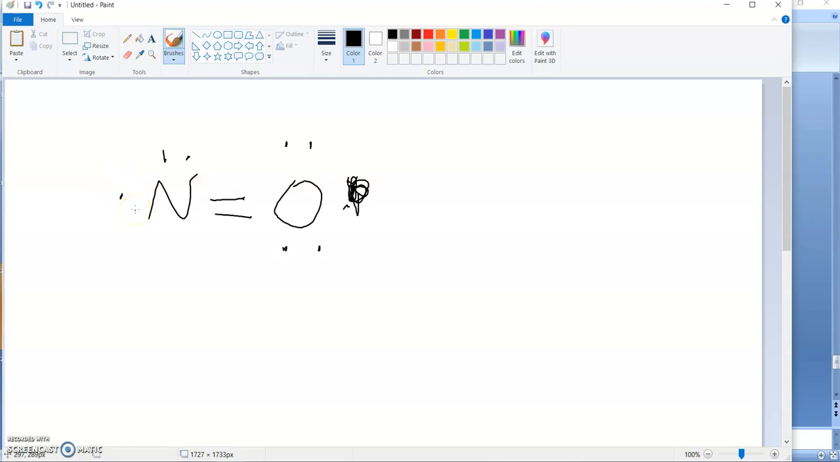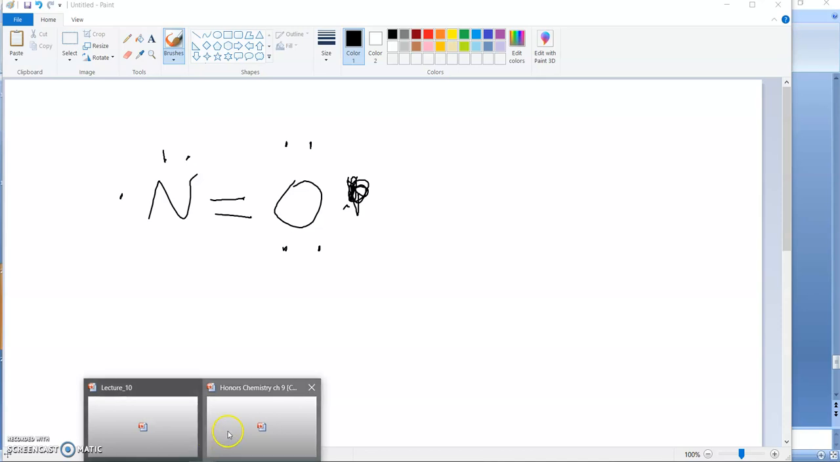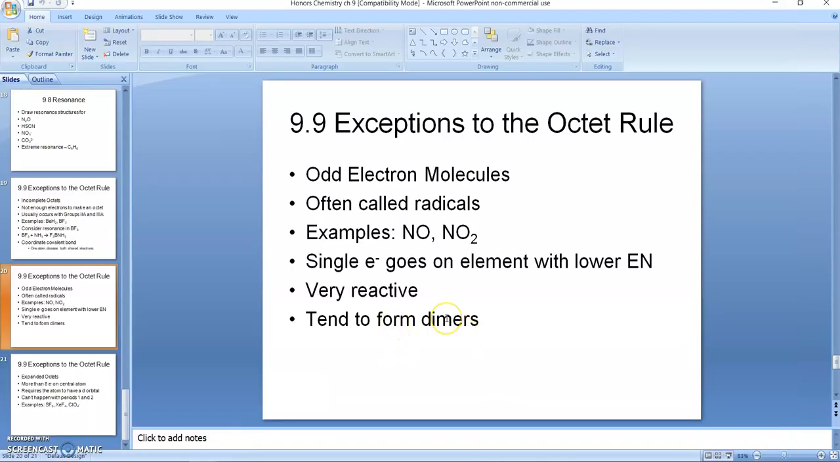with another electron somewhere. In particular, if I have another NO molecule nearby, the N from this one and the N from the neighbor can join up and form a bond, and they can double up. Those doubled up molecules are called dimers, and that tends to happen.